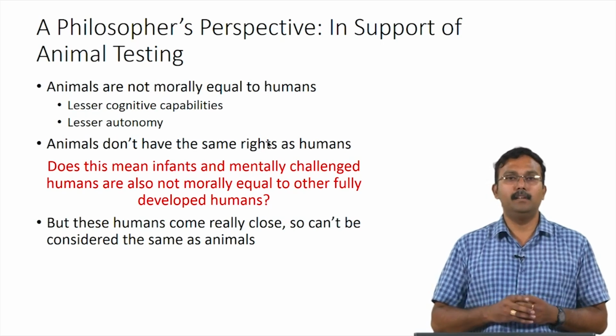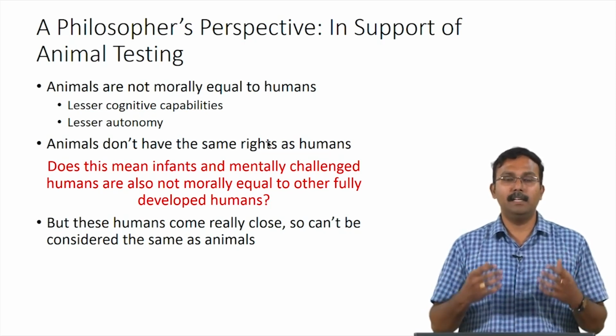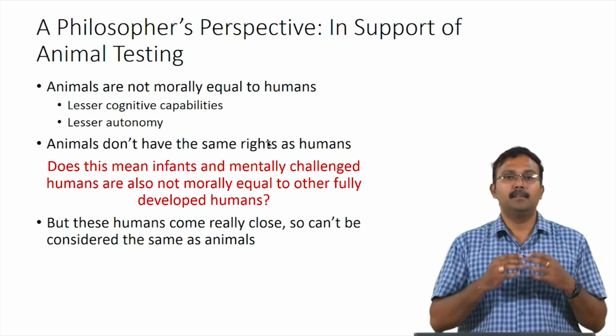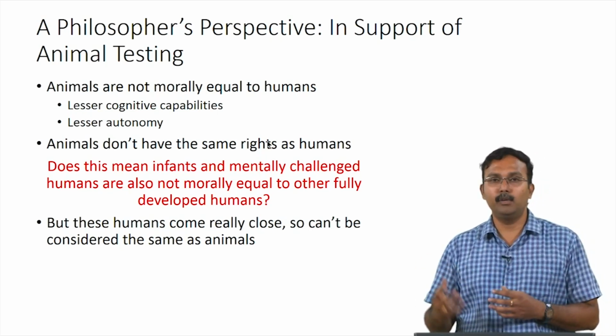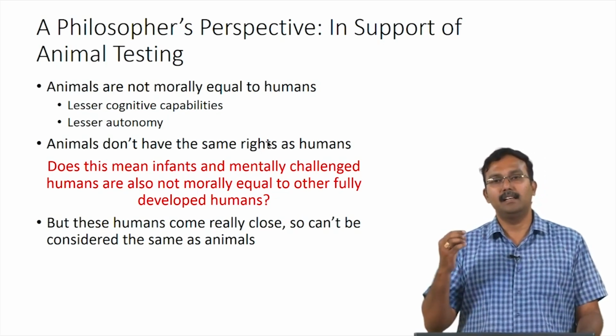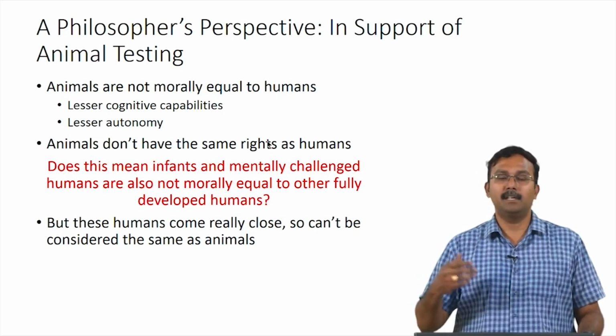Nobody is going to be hanged to death for running over a dog. So, that is a problem. We as a society do understand that animals are not morally equal to humans. However, is this the only thing which can be looked at? So, that becomes the question.